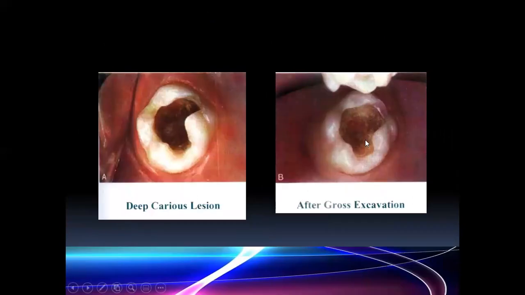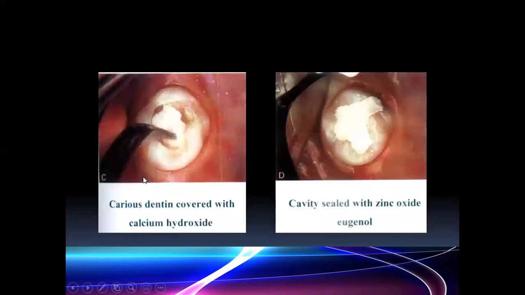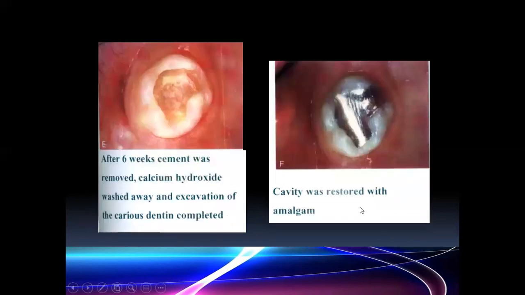So initially, a gross caries excavation is done. In this gross caries excavation, we remove the infected dentin as much as possible. Caries is removed from the walls of the cavity, whereas in the floor, the infected dentin is removed and a small layer of affected dentin is kept intact to avoid pulp exposure. And then this caries dentin is covered with a layer of calcium hydroxide, and then it is sealed with a temporary restorative material. After 6 weeks, the patient is recalled.